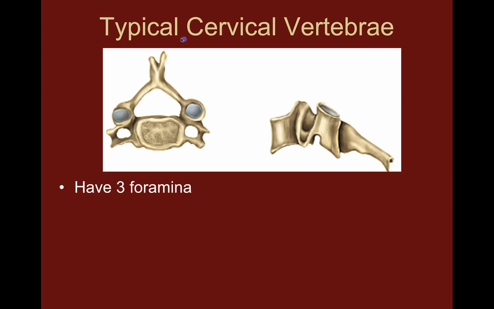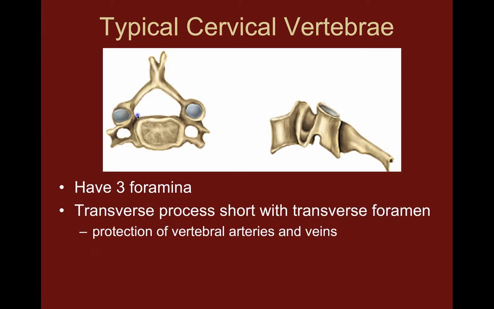All right, now cervical vertebrae have 3 foramina. So you can see these 2 that are lateral to the body, and we see this one that is more posterior. We've already talked about this one and what that one does.